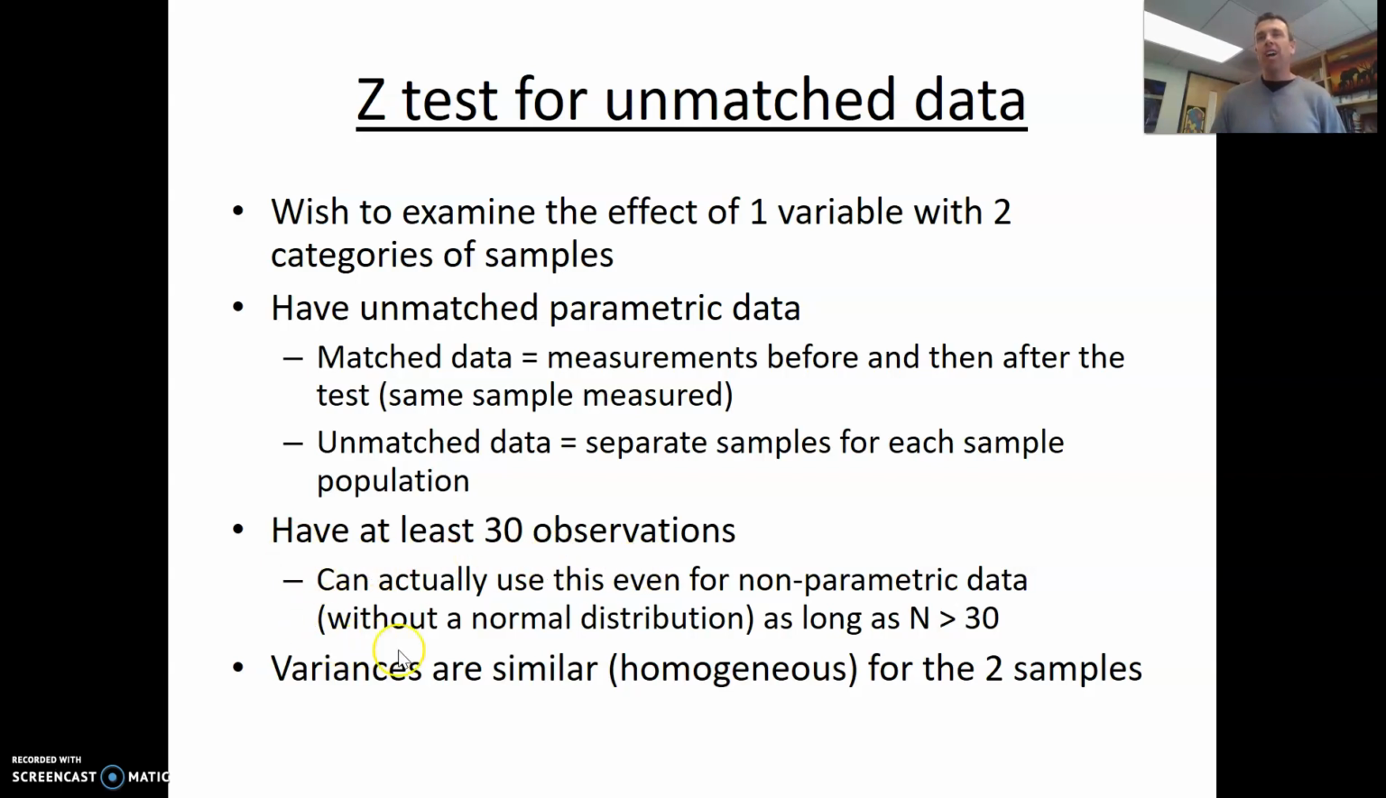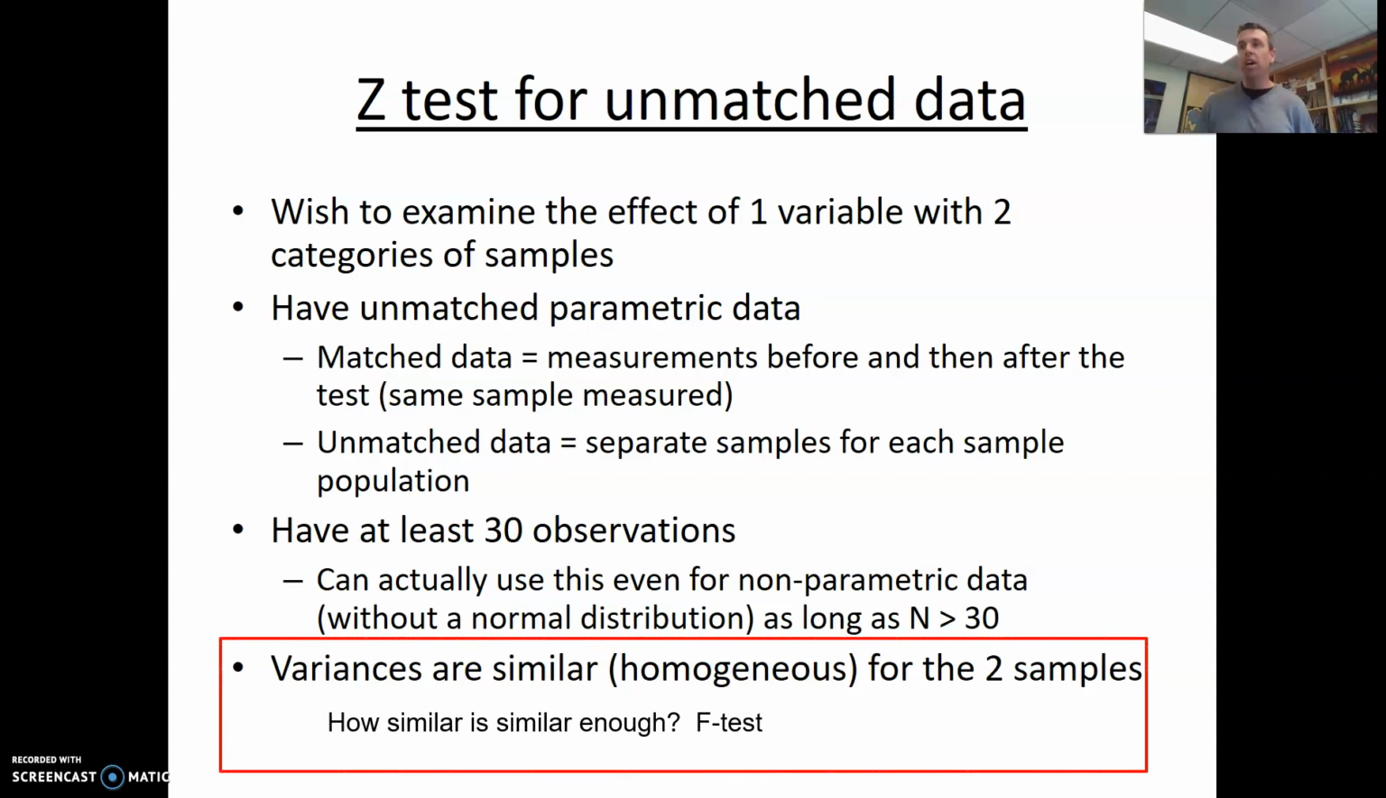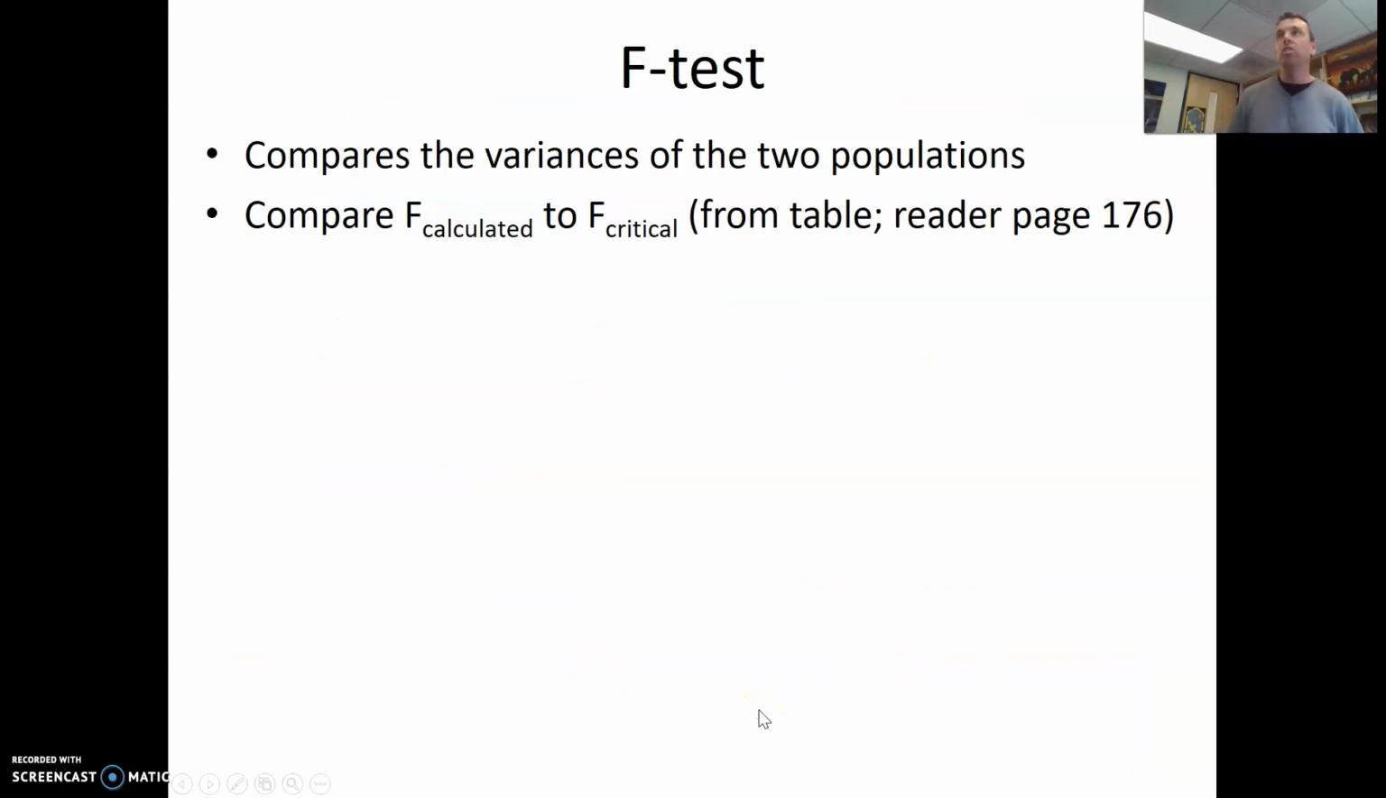All right, and in fact, this is powerful enough that every once in a while this can even be used for non-parametric data, as long as, again, you have those large data numbers. The key here, though, is that the variances have to be similar for the 2 samples. So you cannot use this unless the variances are similar. So how do you determine if the variances are similar enough? Well, to do that, we have to do an f-test. So what this means is in order to do a z-test, we have to do the f-test, testing for similar variances first. All right, so how do we do that?